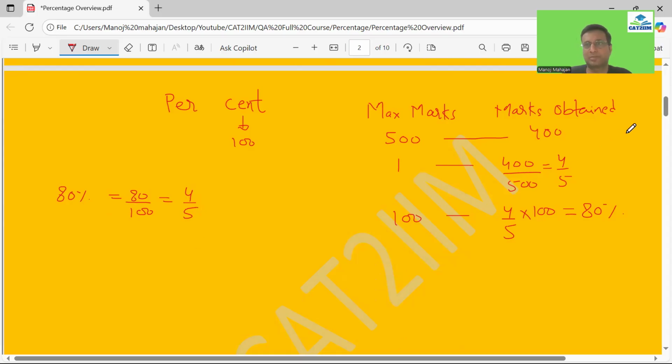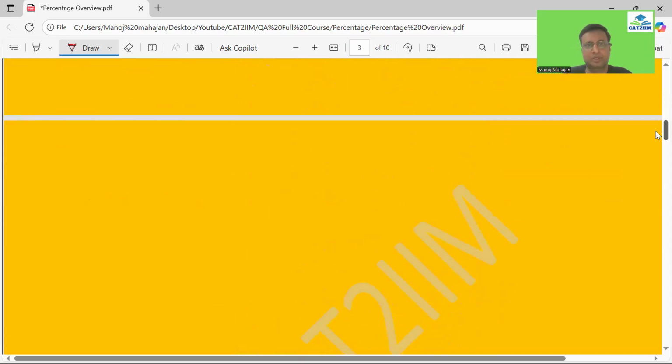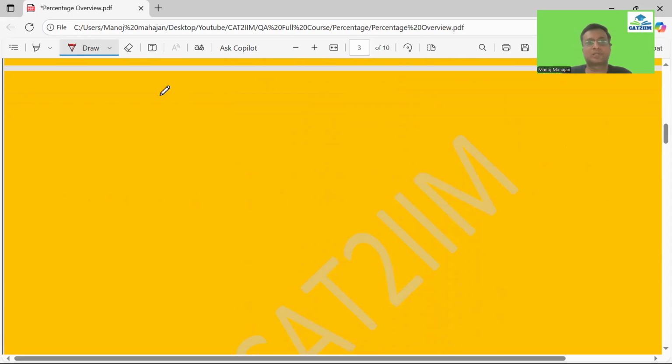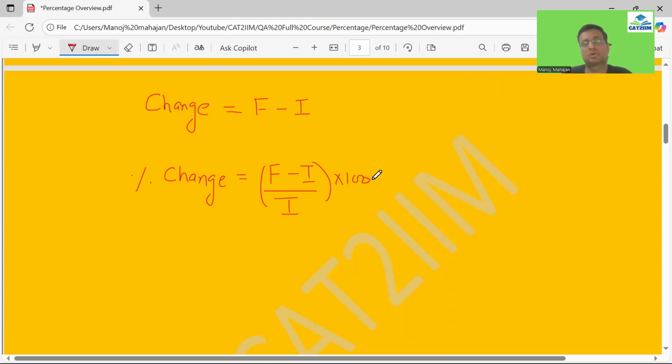Let's move to the other basics of percentage. To understand them, let's first understand the change. How do you get the change? Final minus initial. And how you get the percentage change is very important because in most of the questions they ask you this. That is final minus initial upon initial into 100. This can also be written as final upon initial ratio minus 1 into 100.